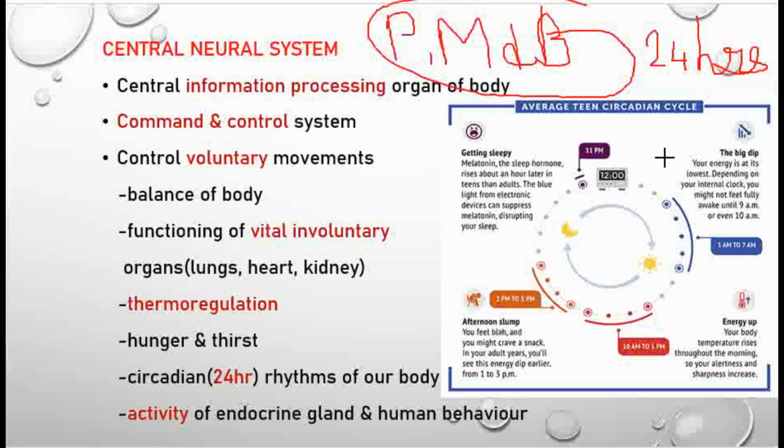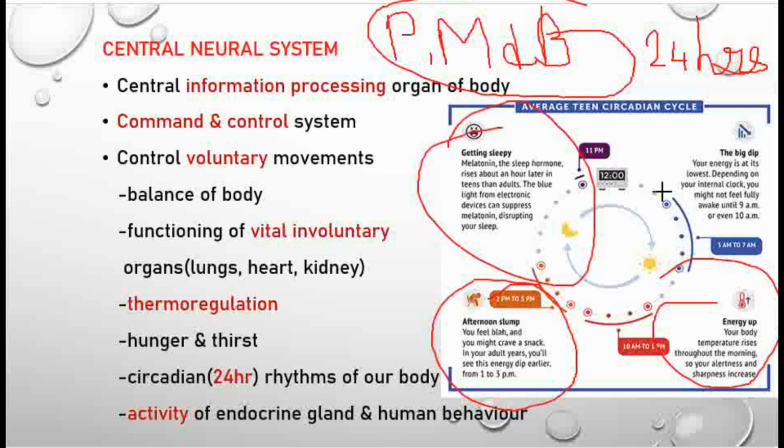As you can see, this is the average teen circadian cycle. Over time, they have given what our body feels. If you start from here, 3 a.m. to 7 a.m., your energy is up, your body temperature rises throughout the morning. At 2 p.m., afternoon slump, you feel bland, might crave a snack. All this happens in our body over a 24-hour period. Getting sleepy at 11 p.m., you will get sleepy, no? This is just an example I have given here.